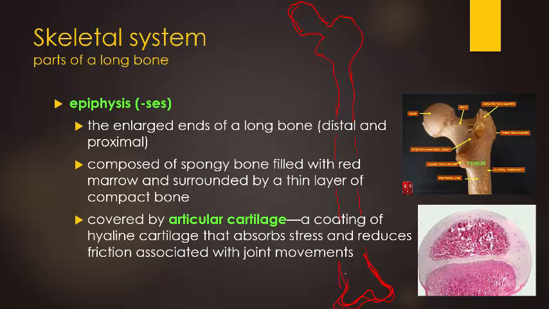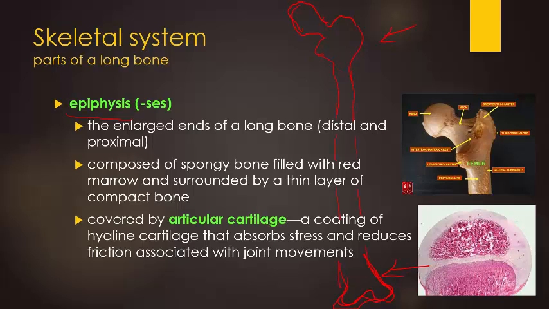So there are two ends to long bones, and this naming system that we're about to explore is really about how we describe locations on long bones. The two ends are referred to as the epiphyses, so that's how we say this word. It's epiphysis, or if we're talking about two ends, epiphyses. They're the enlarged ends, and they're filled primarily with spongy bone.